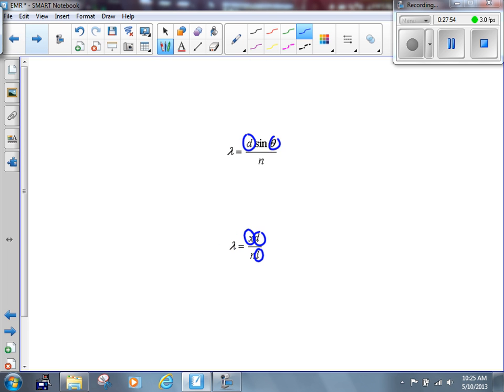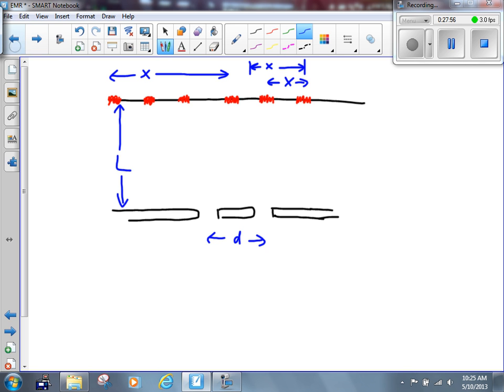Theta is going to represent the angle between the central maximum and some other maximum or some other minimum. Theta can't be any angle you want because it's always measured from the central maximum, unlike X, which can be measured from any maximum or any minimum to any other maximum or minimum. Theta can be measured to any maximum or minimum, but it's always got to be measured from the central max, from the middle bright spot.